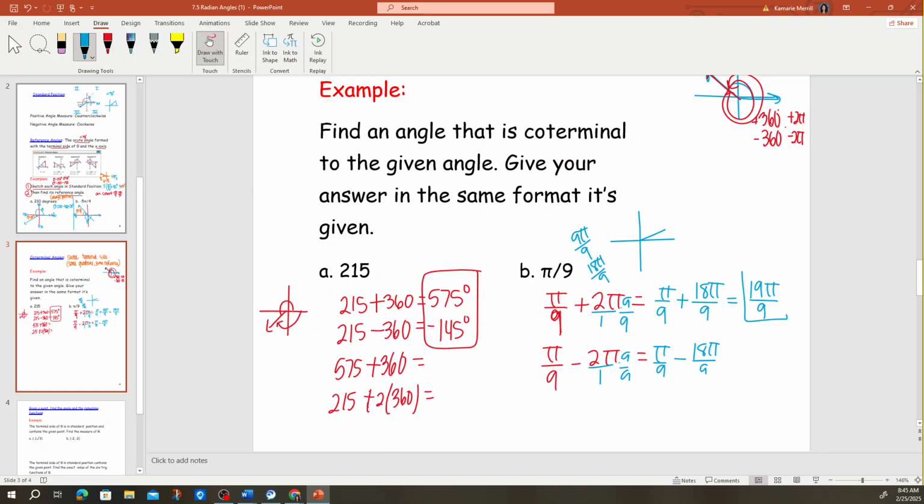19 pi ninths, which can't be simplified, or negative 17 pi ninths. So whenever we use degrees that are not specials, we get something that doesn't divide nicely. Pi fourths, pi thirds, pi sixths, they're all specials. But you may have to deal with ones that aren't specials. I want you capable of it and not afraid of it. Okay? How many of you feel like you could find coterminals pretty easily? And this was a last year topic. Does anybody remember this last year? No? That's okay.